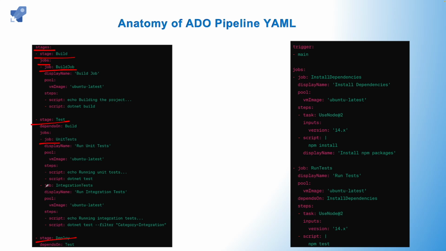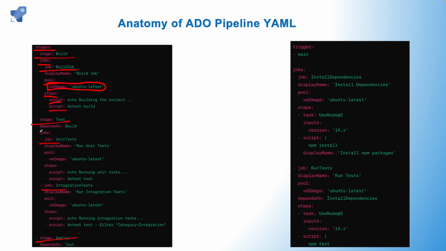Then, as we mentioned earlier, a job runs on an agent. So we have mentioned which agent is required here. In the pool, run this job on a machine which has the Ubuntu latest image. And then we have its steps. So this is script 1, script 2. So these are two separate steps.